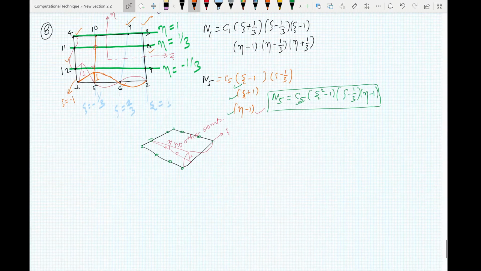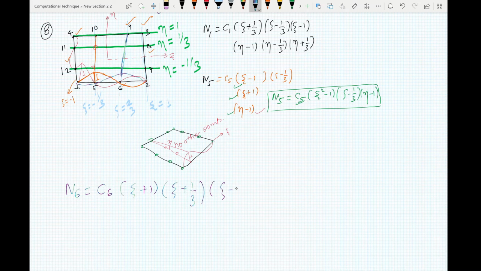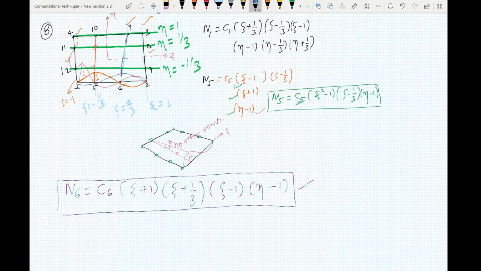Let's try to do n6 as well. So n6 will be equal to c6. Now for n6 it is something like this and linear here. So what you can write here is c6 xi plus 1, and then xi plus 1 by 3, and then xi minus 1, and then we have eta minus 1. That's it.